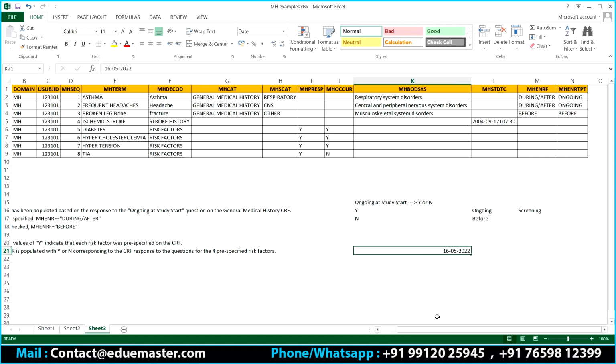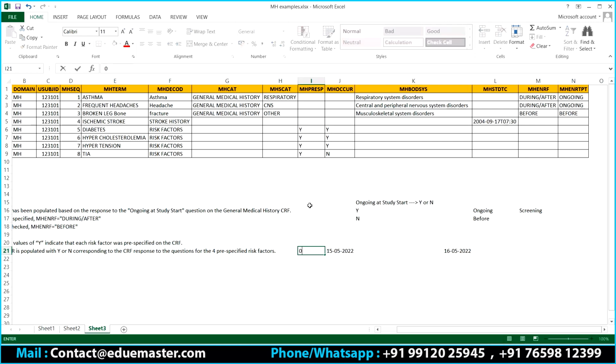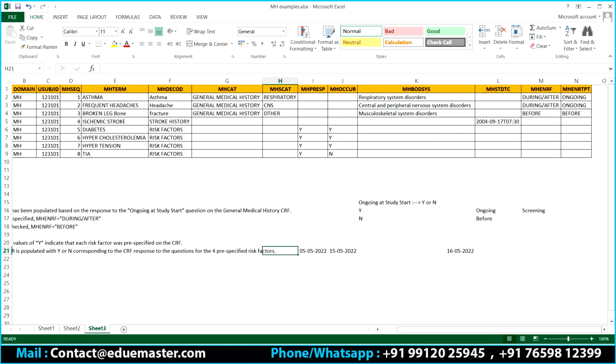It doesn't mean that this particular guy hasn't had a headache prior to this, because it's a frequent headache. What is the meaning? He might have had a headache one day before, 10 days before, 10 years prior to this. Am I correct or not? Or 1 month prior to this.